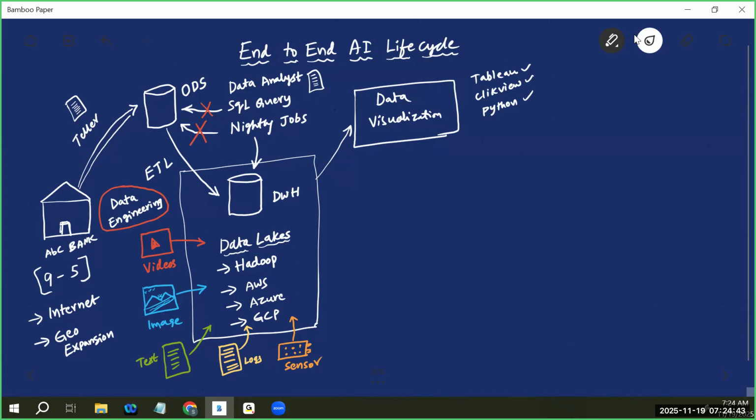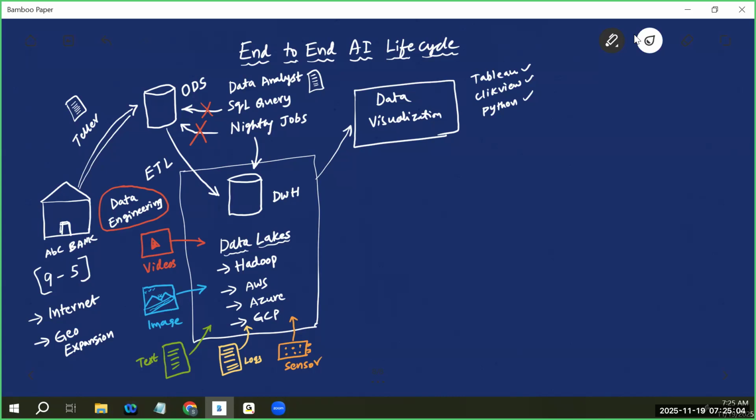This is the second door. Data visualization engineer is the person who is responsible for using some of these tools, Tableau, ClickView, Python, and other things to create charts, graphs, and reports, which will help us to draw some kind of patterns.